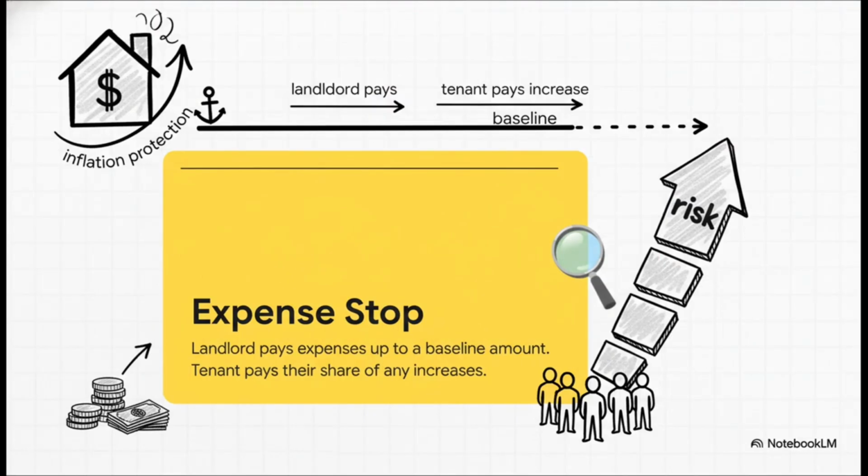And here's another important one you'll see in those modified gross leases, the expense stop. This is basically the landlord's main line of defense against inflation. They'll agree to pay for operating expenses up to a certain amount, the stop, but anything above that limit, the tenant has to chip in for their share. It just sets a baseline and shifts the risk of future cost hikes over to the tenants.